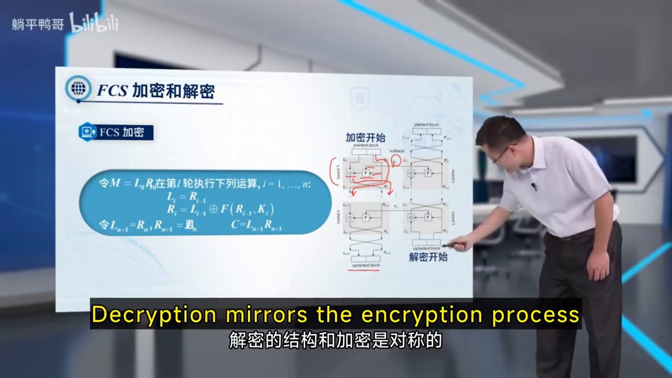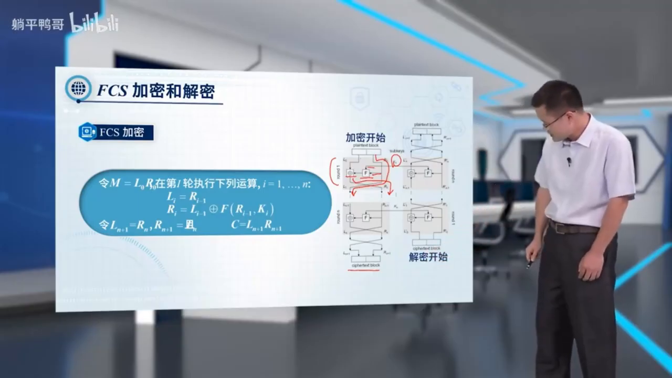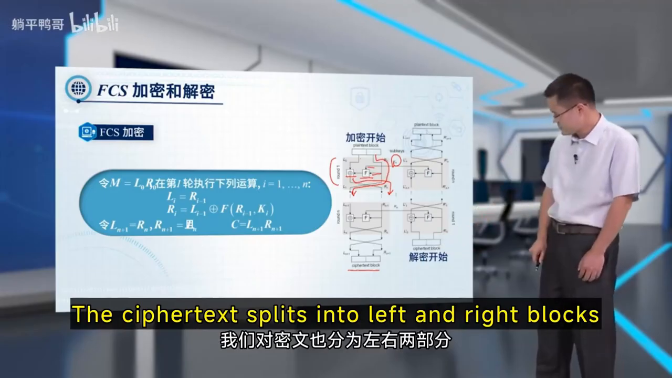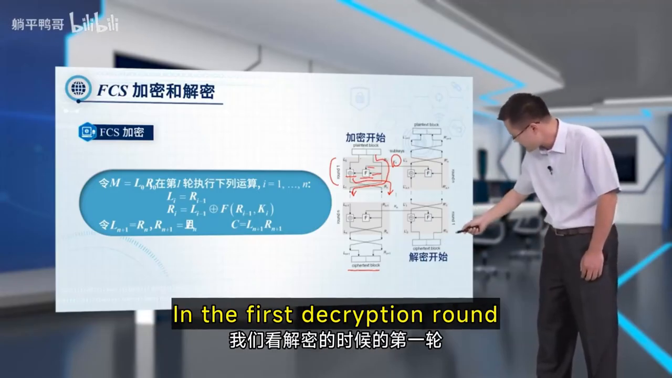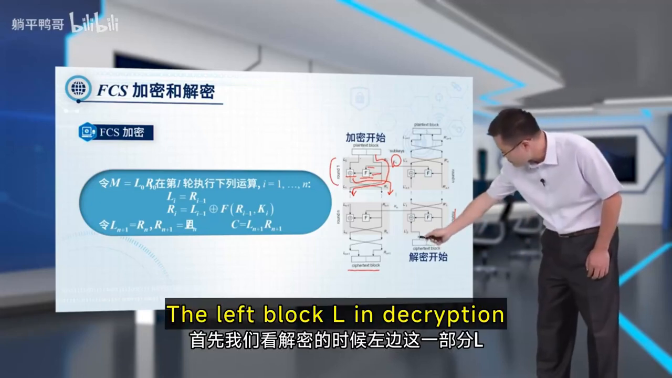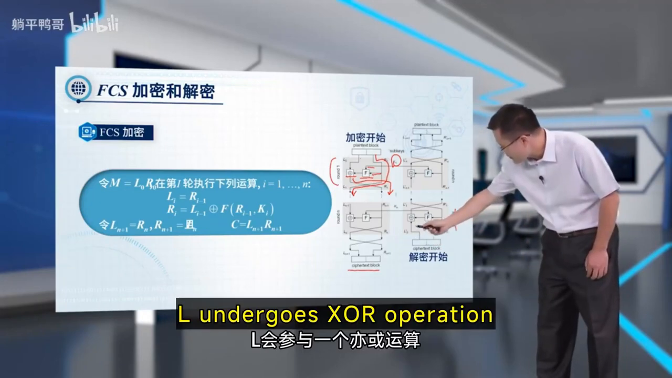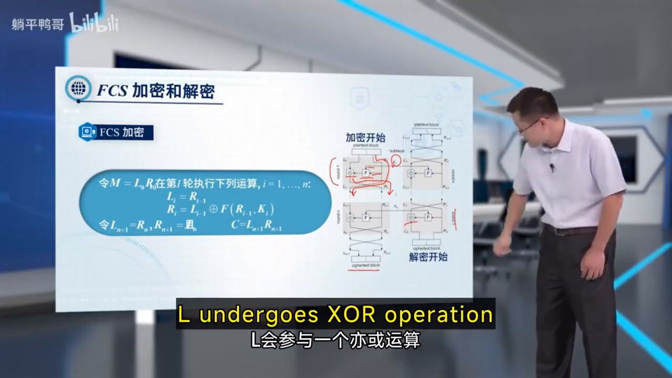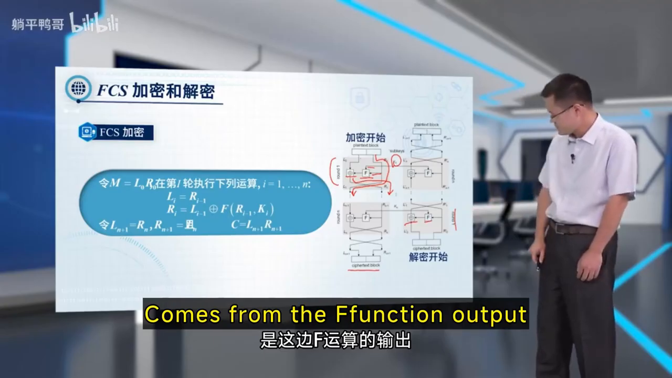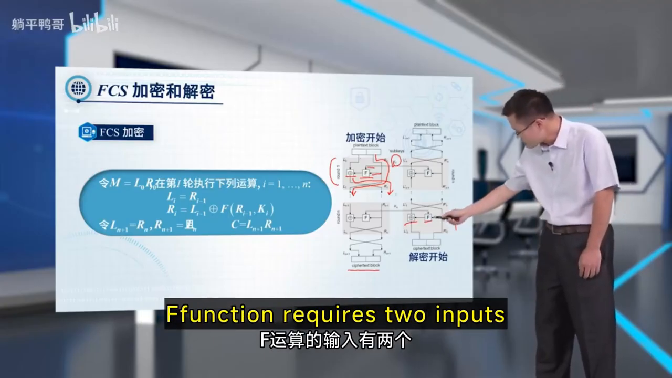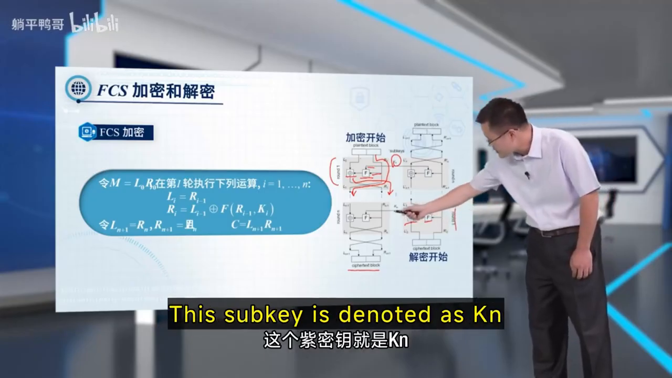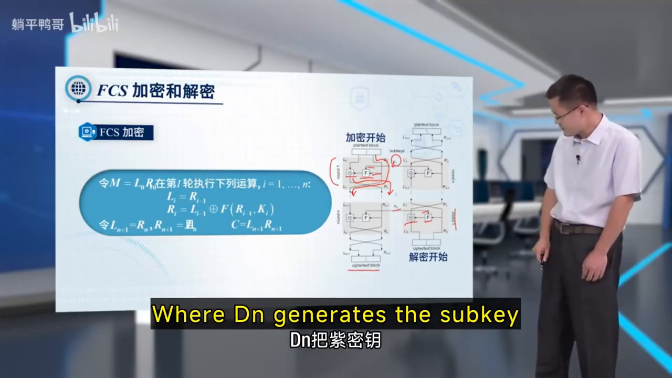Decryption mirrors the encryption process. During decryption, the ciphertext splits into left and right blocks. In the first decryption round, the left block L in decryption undergoes an XOR operation. The second XOR input comes from the function output. The function requires 2 inputs. First input is the subkey. This subkey is denoted as Kn.